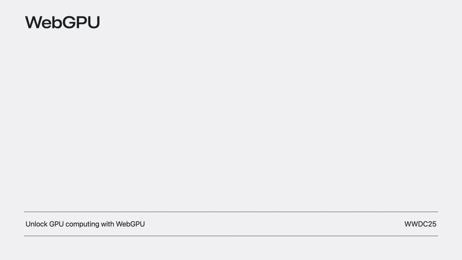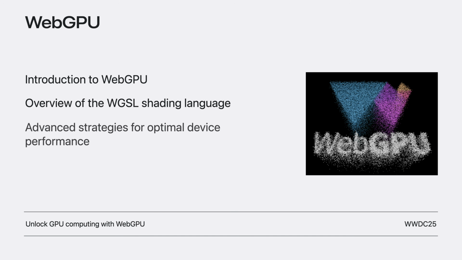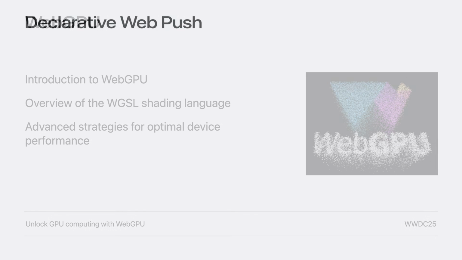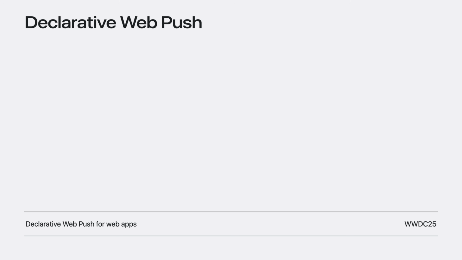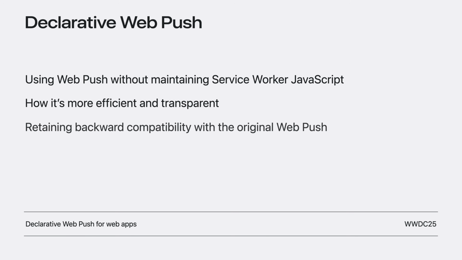Those are the highlights of the media support work we've done in the last year. In this session, we focused on CSS and media, but there are more sessions that go in depth on other features we've shipped. We have a session on WebGPU that introduces the concepts of WebGPU, gives an overview of the WGSL shading language, and talks about how to get optimal device performance. And we also have a session on declarative web push that'll cover how to use it without needing a service worker, how it's more efficient and transparent, and how you can retain backward compatibility with the original web push.